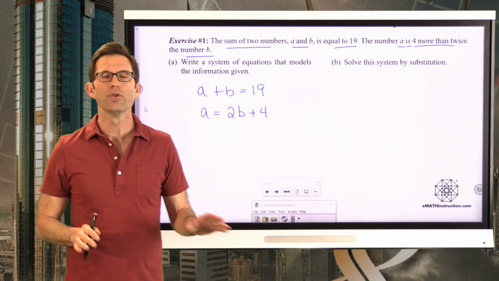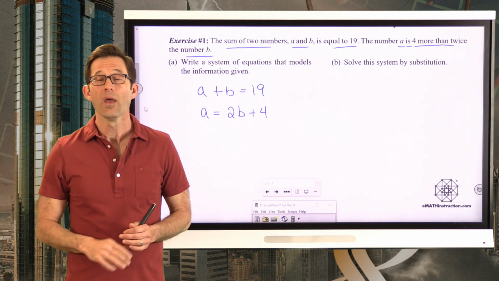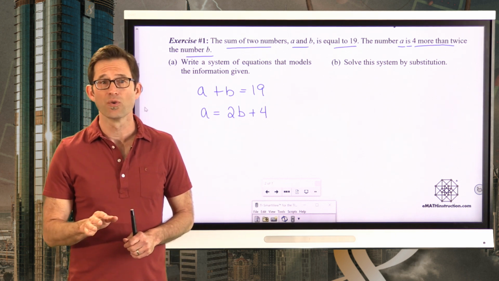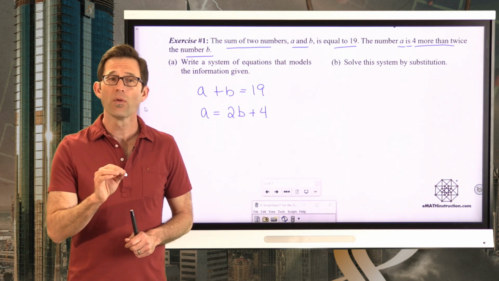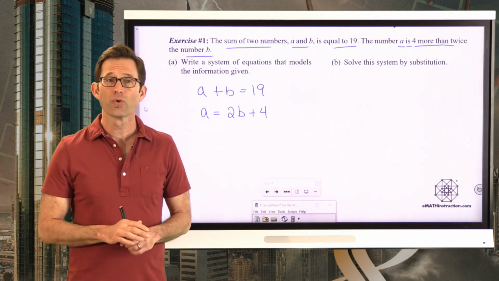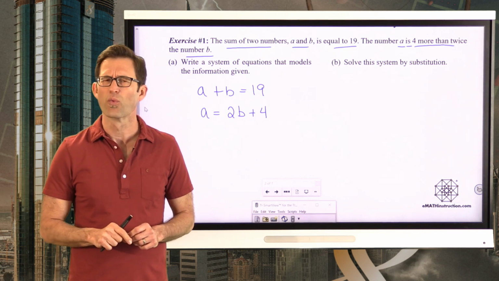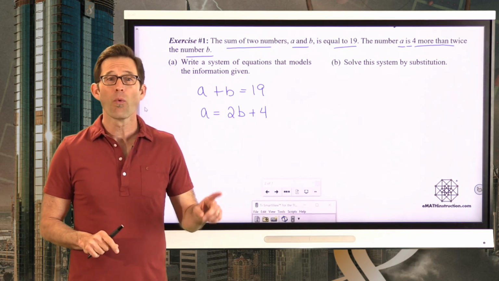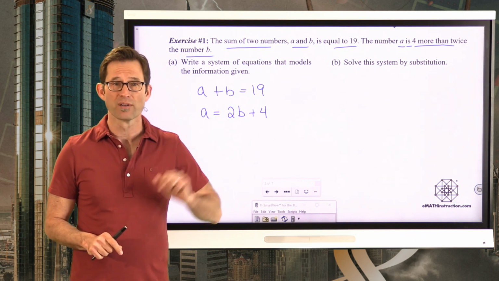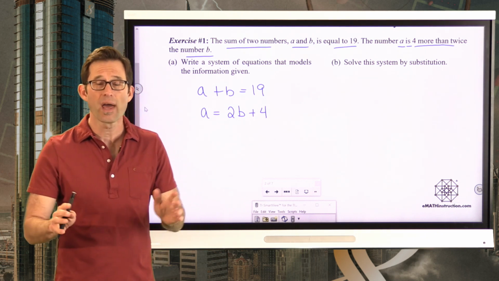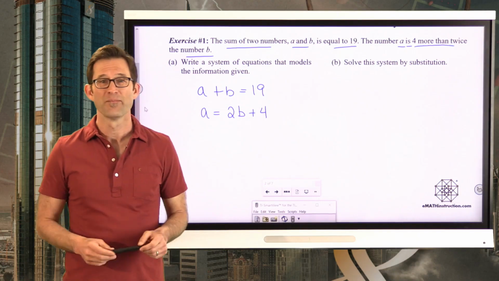I really don't want to do 4 plus 2b, by the way. They are the same thing, 4 plus 2b and 2b plus 4, but only because addition is commutative. Truly, 4 plus 2b would be 2b more than 4. That sounded really, really weird. But 4 more than twice b is really 2b plus 4. It still sounds strange. Anyway, let's take a look at letter B.